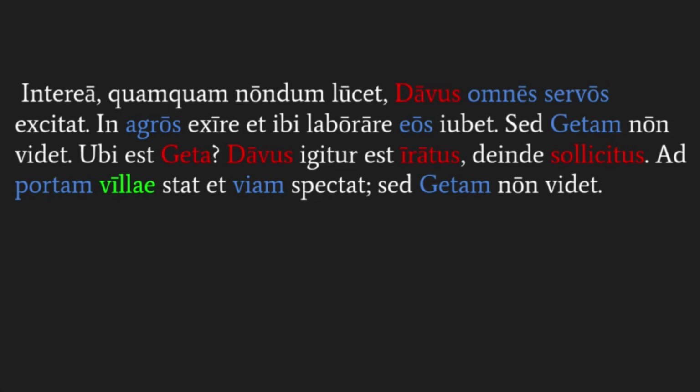Exire in agros, right at the beginning, to go out into the fields, and there, ibi laborare, to work, or to work there, you could say. So he orders them to go out into the fields and to work there. Sed Getam non videt, but he doesn't see, non videt, he, meaning Davus, doesn't see Geta, because remember, Geta ran away in the night. Ubi est Geta, where is Geta? Davus igitur est iratus, deinde sollicitus. So Davus, therefore, is angry, est iratus, then, deinde, sollicitus, anxious.